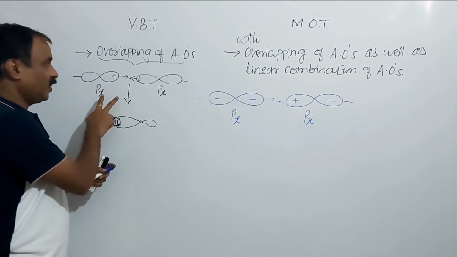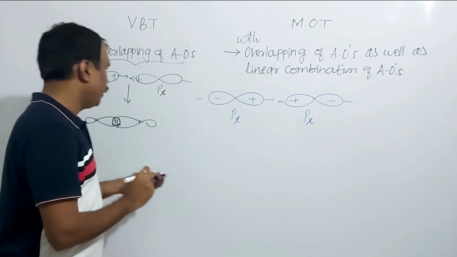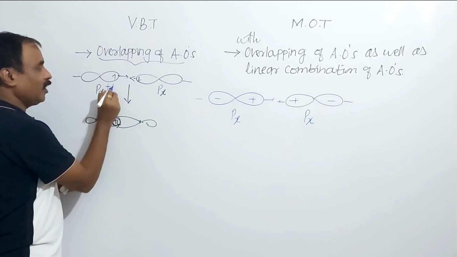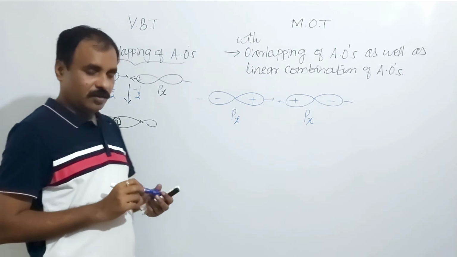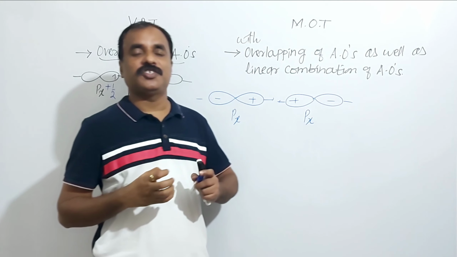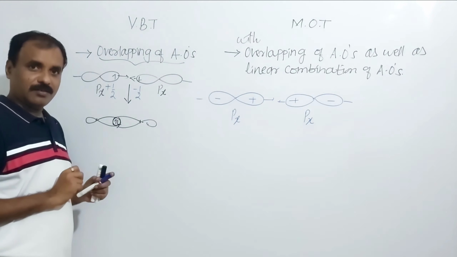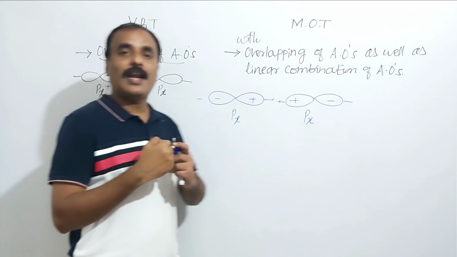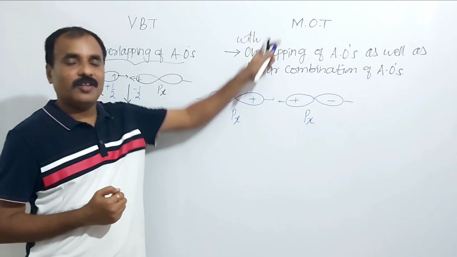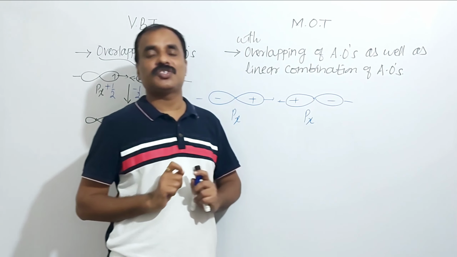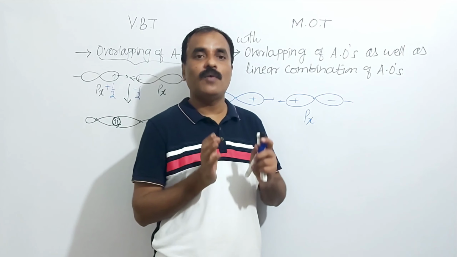But here, in case of valence bond theory, electron spin should be anti-parallel. That is, here electron spin is plus half, here it is minus half. In a positive and negative, there is attraction. Here, electron spin should be anti-parallel. Then and only then is there overlapping, and formation of bond. But molecular orbital theory is completely based on quantum chemistry, the quantum approach. So here we have to consider the wave nature of an atom.